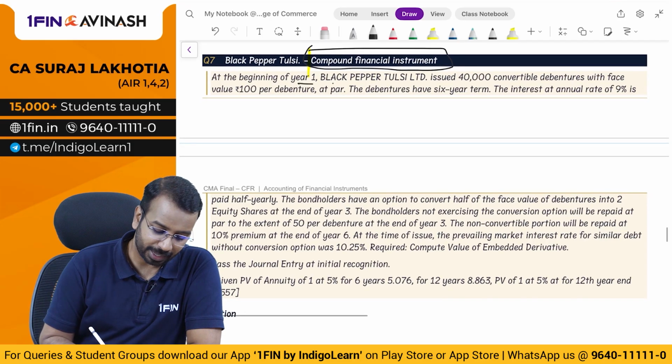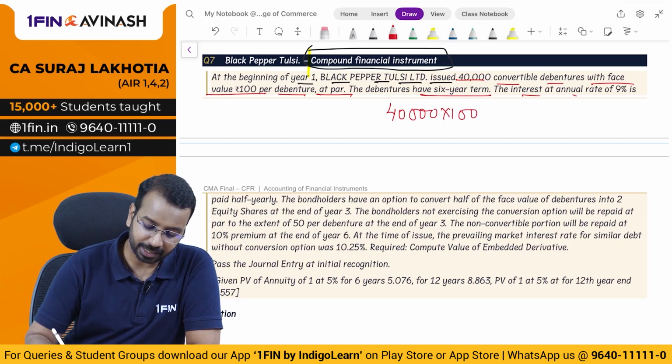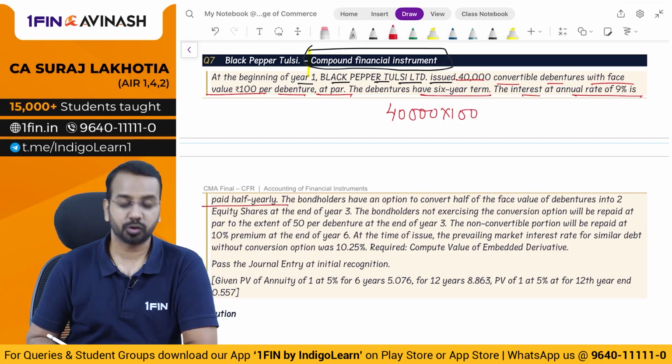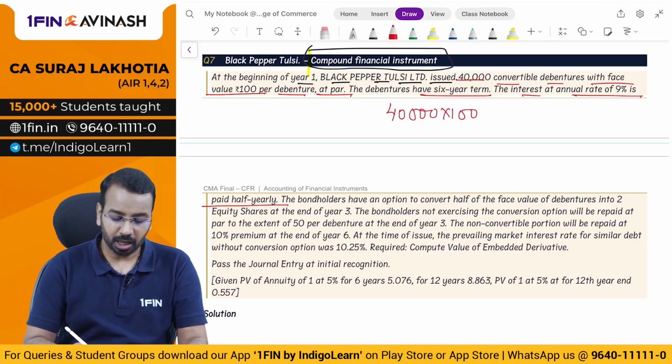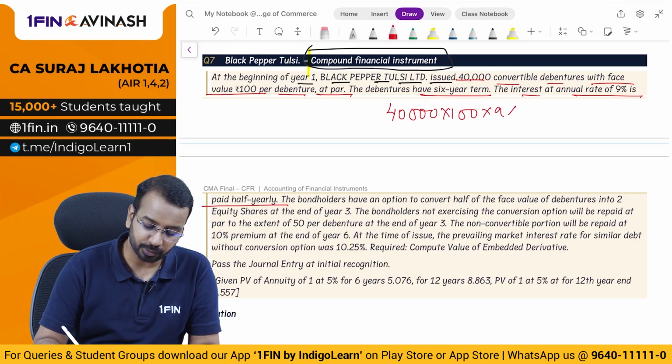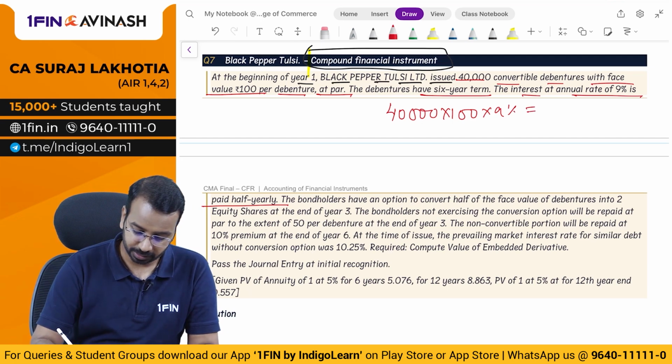At the beginning of year 1, Black Paper Tulsi Limited issued 40,000 convertible debentures with face value 100 per debenture at par. Okay, how many debentures? 40,000 into 100. The debentures have a 6-year term. Interest at an annual rate of 9% is paid half yearly. Okay, so 9% is the interest coupon payable half yearly. How much will this be? 40,000 into 9%, that will be 4,000,3,600 and 2 more zeros.